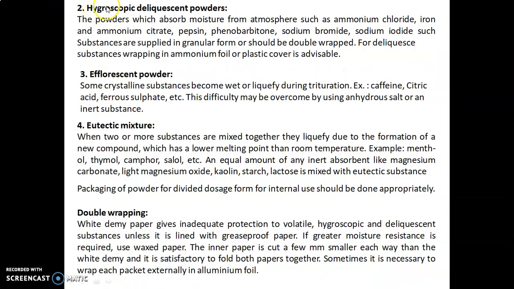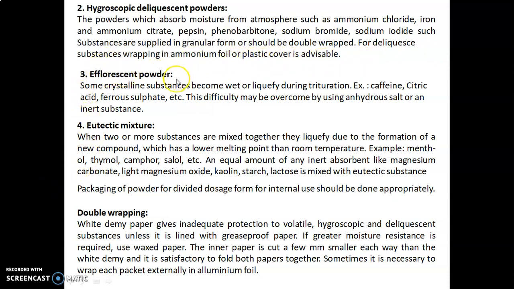Then the second one, for hygroscopic and deliquescent powders, which absorb moisture from the atmosphere, such as ammonium chloride, iron and ammonium citrate, pepsin, phenobarbitone, sodium bromide, sodium iodide. Such substances are supplied in granular form or should be double wrapped. For deliquescent substances, wrapping in aluminium foil or a plastic cover is advisable.